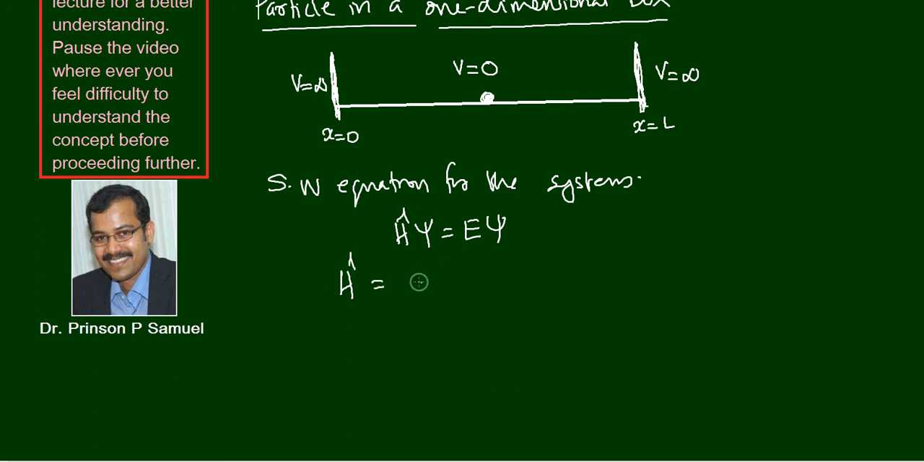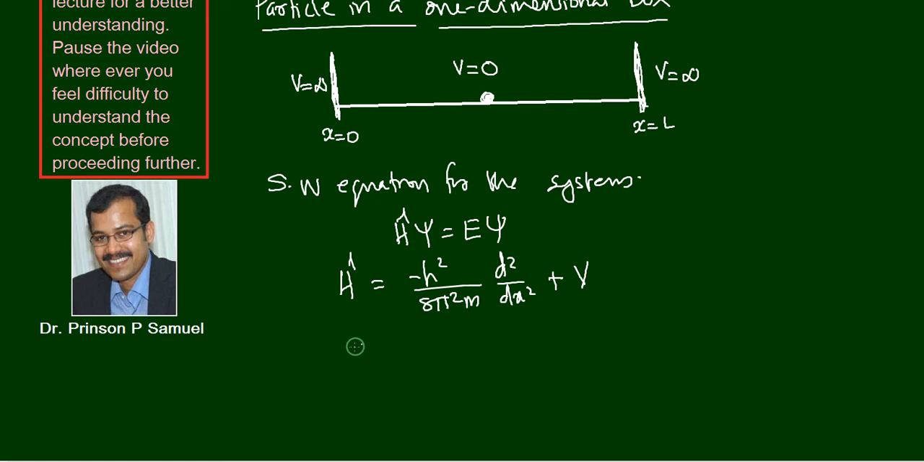H cap is equal to minus h square divided by 8 pi square m, d square by dx square. We don't need to write d square by dx square plus d square by dy square plus d square by dz square, because y and z are 0 in this case, since the particle is moving only in the x direction. So we need to use only d square by dx square in this particular case. That is the kinetic energy part of the Hamiltonian. Now we have to include the potential energy part. Potential energy is V, where inside the box the potential energy is 0.